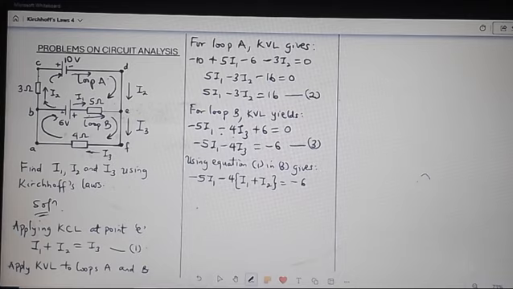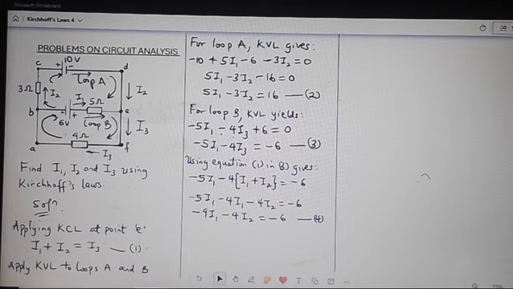So if that is the case, let's simplify this bracket. So we have minus 5I1 minus 4I1 minus 4I2 equal to minus 6. So that's minus 9I1 minus 4I2 equal to minus 6. So we call this one equation 4.